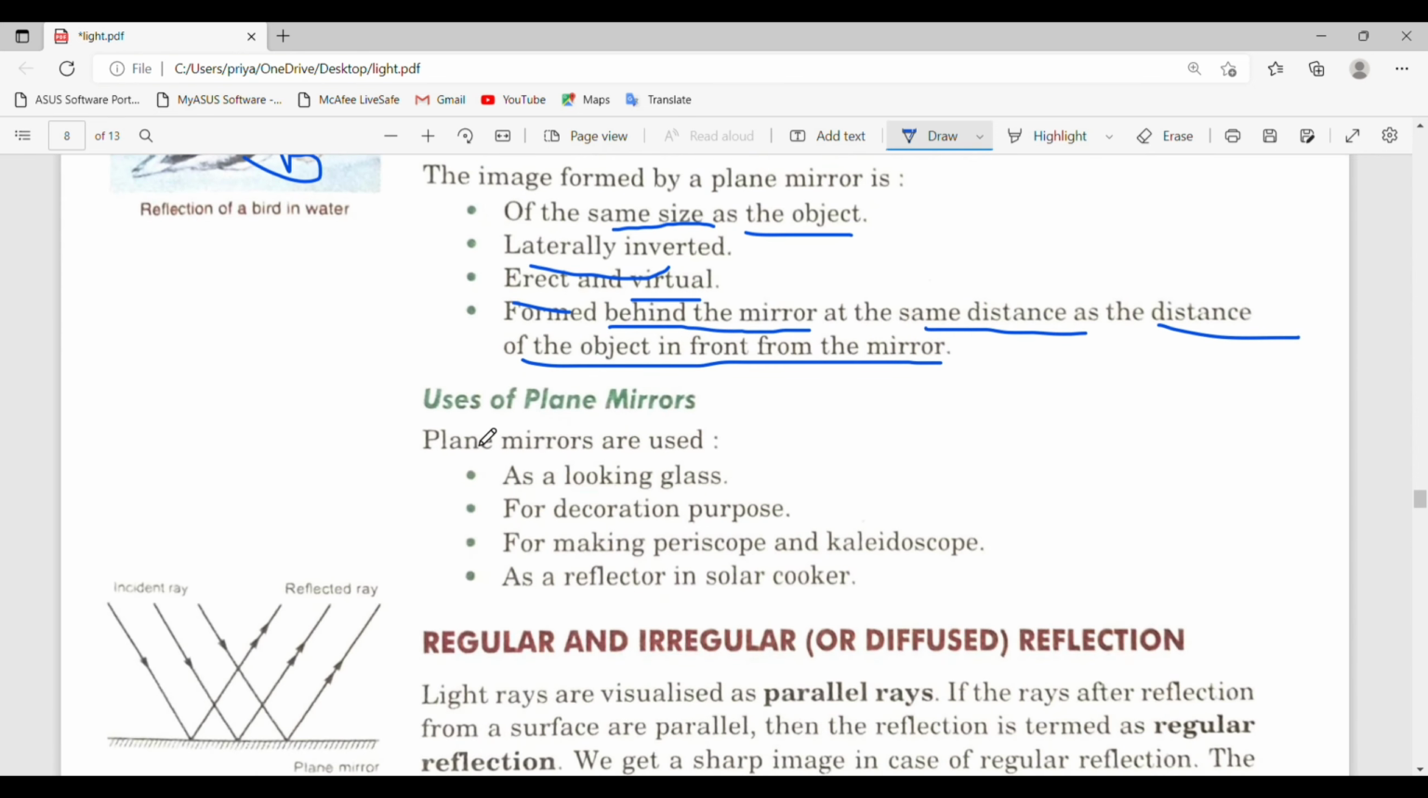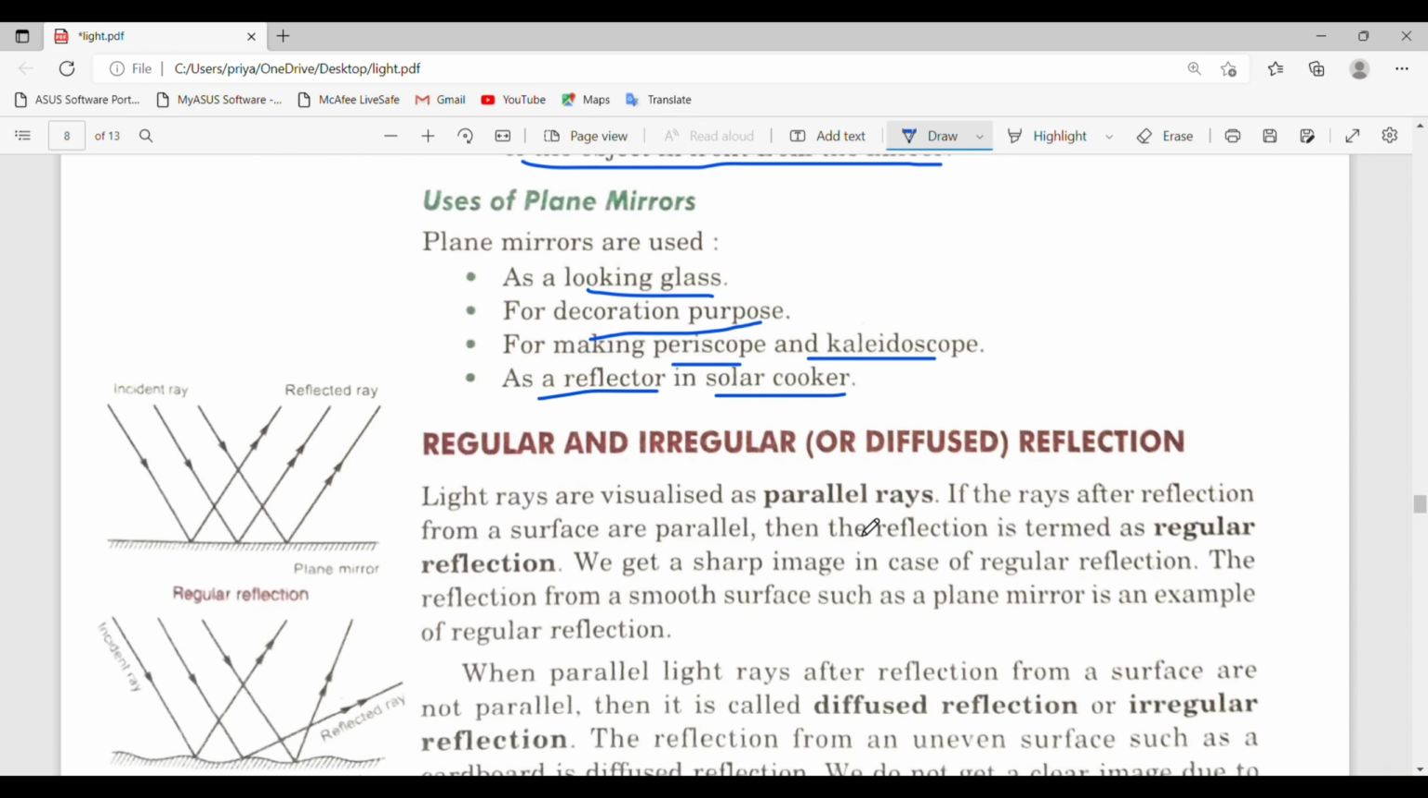Now what are the uses of plane mirror? It is used as looking glass, for decorating purposes, for making periscope and kaleidoscope, and as a reflector in solar cooker. ठीक है, these are the uses of plane mirror.